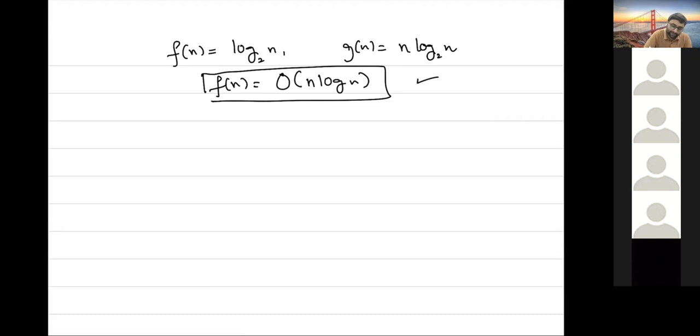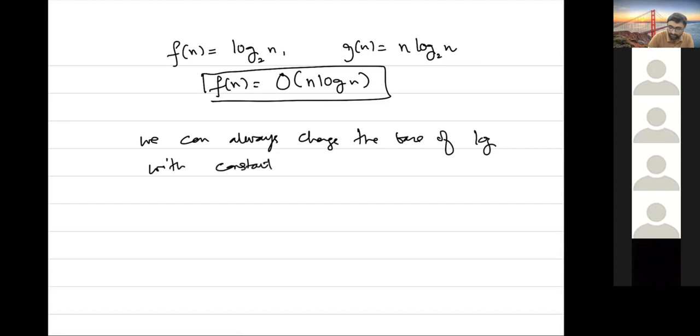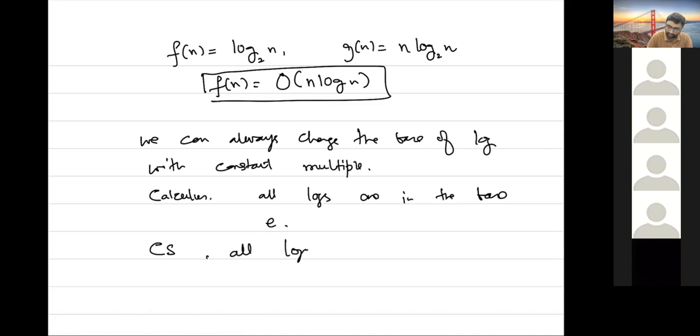Okay. And remember that we have a subscript here too, and we do not have any subscript here, right? The reason is that inside O notation, the bases for the log do not matter. We can always change the base of log with a constant multiple. When we do calculus, all logs are in base e, while when we do CS, all logs are in base 2.